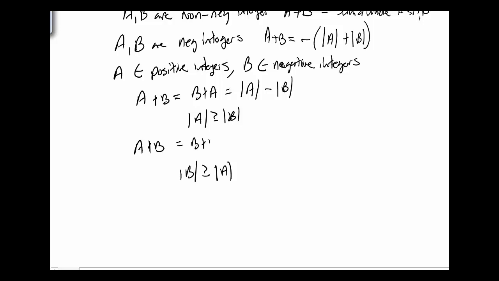So b plus a, or I can also say the opposite of the absolute value of b minus the absolute value of a. Sorry, that's parentheses, not an absolute value. So a couple of rules that we can look at. And then we'll go to some properties.